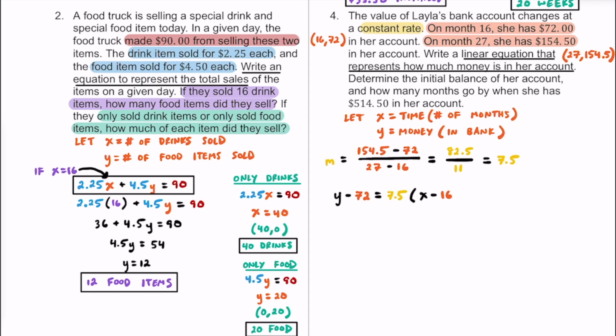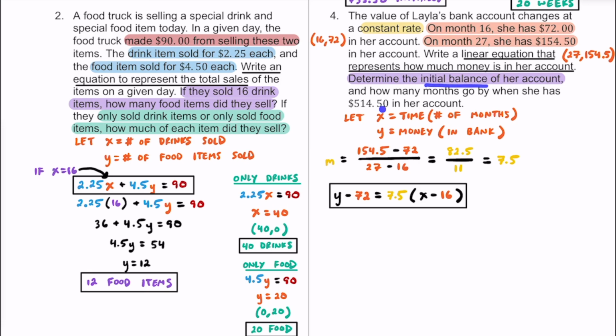So we knew that at month 16, we had $72. So this right here would be our linear equation. Now the next part of this question, we can go ahead and use this linear equation. We are going to determine the initial balance of her account. So initial balance, that's going to be how much money she had in the beginning.